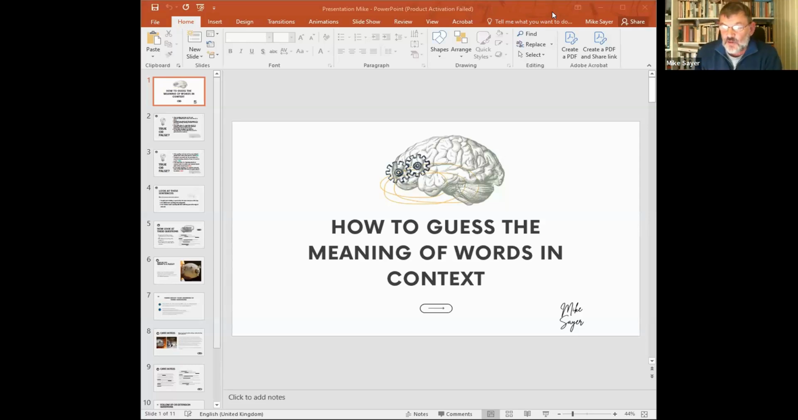Okay, the title of my talk is Helping Students to Guess the Meaning of Words in Context. When we're teaching our students, we often get them to read a text, and it's full of words they don't know. So what do we do about that? Okay, I'm going to start with a true or false task, very sort of CELTA-y thing to do, a true or false task.